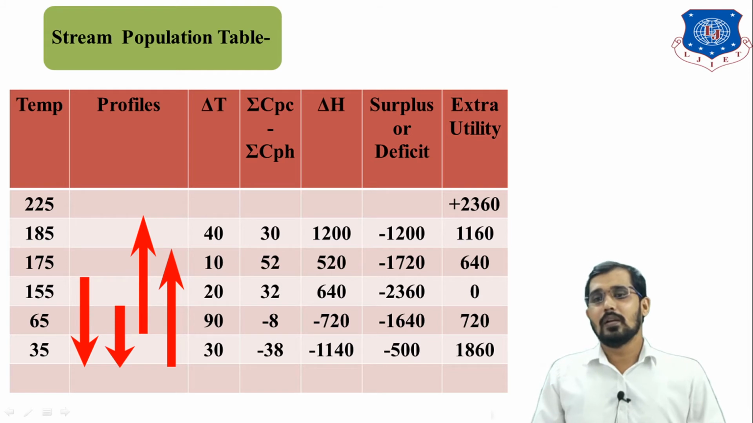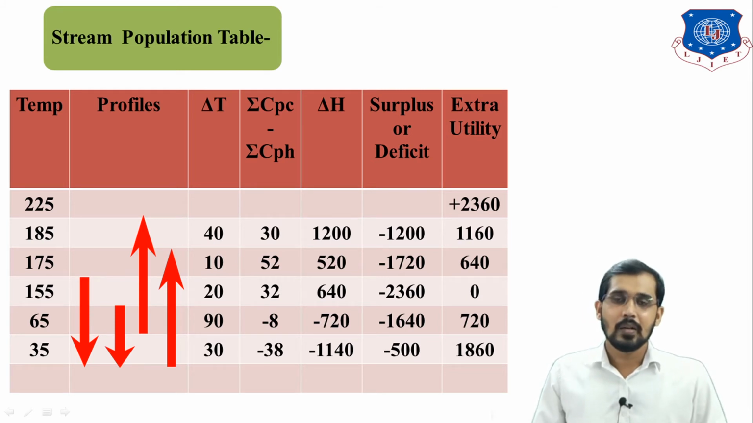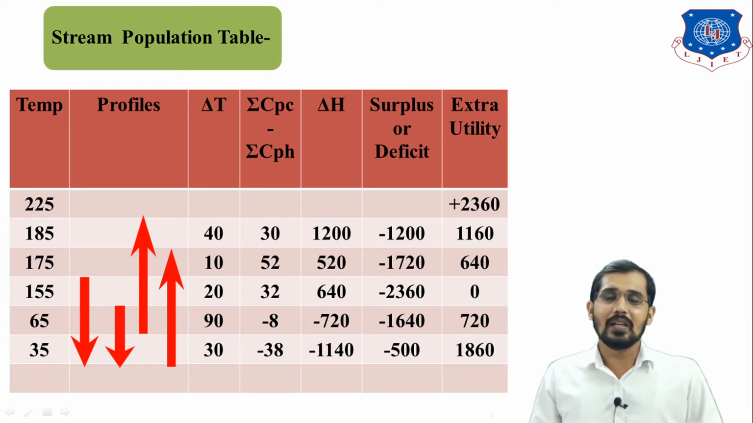Now the next column is delta T. We are going to find delta T, the temperature difference. How to find it? You can see the temperature difference between the first stream and second stream: 225 minus 185, this is 40. So write down here: the first row is empty because there is no previous process stream before 225, so we keep it empty. After that, in the second row you put 40, because 225 minus 185 is 40.